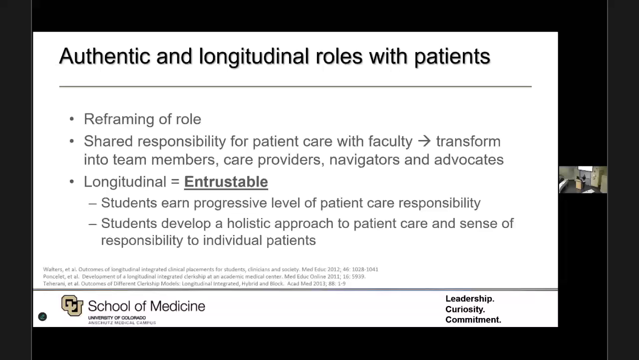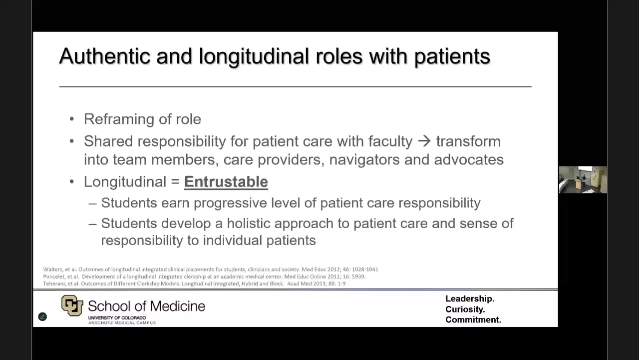We can then help build students who will carry that concept forward to be better team members, better care providers on day one in residency, navigators for their patients, and advocates for their patients, because they will walk into their residencies understanding how healthcare systems work. Maybe not the system that they're in, but they will have spent a whole year in one healthcare system learning how patients move through the various locations.